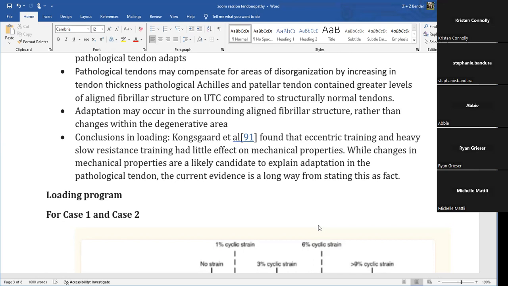Again, this idea too that research can be really confounding as you look at it. That's why it's kind of nice to have this discussion. I know that it's okay to be confounded, you read one thing that counteracts another. Here, a lot of studies are saying eccentric training, heavy, slow, resistive training had little effect on the mechanical properties of the tendon. Changes in mechanical properties they think are the likely candidate of why we see this adaptation to the pathology. The current evidence really doesn't state that, hey, I do this heavy load program, and I don't necessarily see that the pathological area changes.